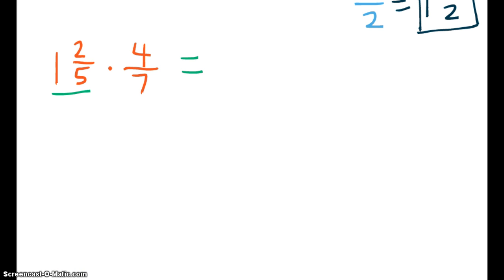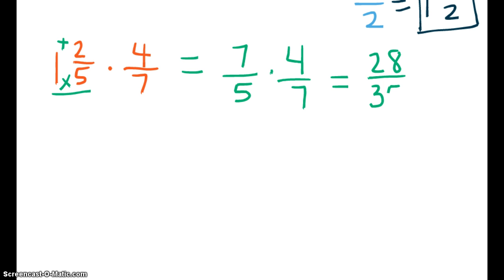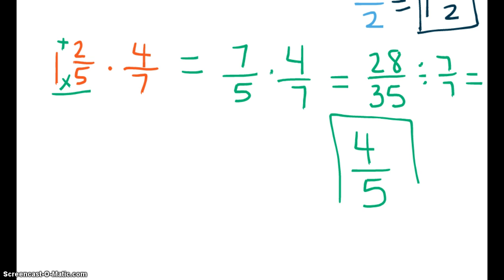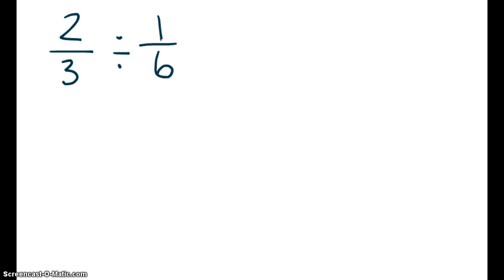Alright, now we have to multiply this. First we're going to get it to an improper fraction. 5 times 1 is 5, plus 2 is 7 over 5. So all we have to do is multiply straight across. So we get 28/35. And we can divide by 7/7, and we get 4/5 as our final answer. That's what you should have gotten.